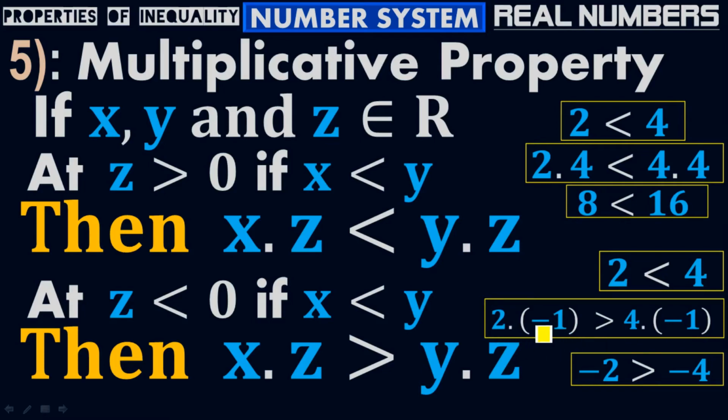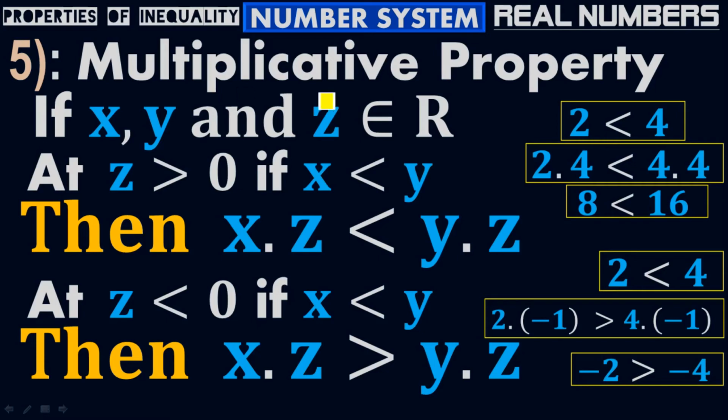2 times -1 is -2. 4 times -1 is -4. So -2 is greater than -4. Remember, in negative, the lesser we have the number, the greater it is. -2 is greater than -4. In case, if this is +2 and this is +4, then we can say that 4 is greater than 2. But since both of the numbers are in negative, therefore the lesser number in negative will be greater. So I can say that -2 is greater than -4.